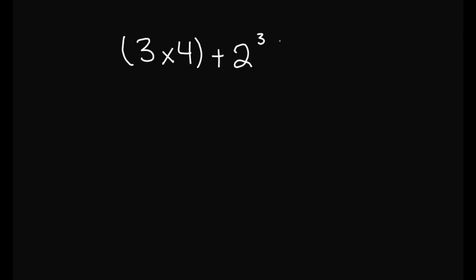Let's look at this example, 3 times 4 plus 2 to the third power. So first thing we're going to do, we are going to solve inside our parentheses first. So 3 times 4, this is going to equal 12 plus 2 cubed. 2 cubed is going to equal 8. Remember, 2 cubed is 2 times 2 times 2.